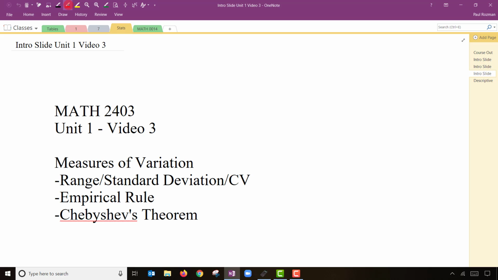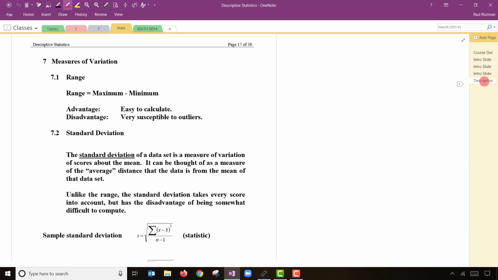Last time we were talking about measures of middle. Now we're moving on to statistical measures of spread. So let's get right to it. Okay, so some measures of variation. The first one is one you're probably very well aware of. That's the range.